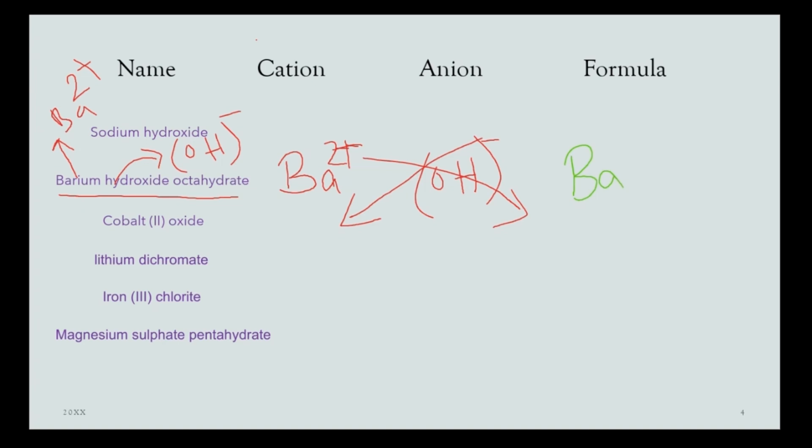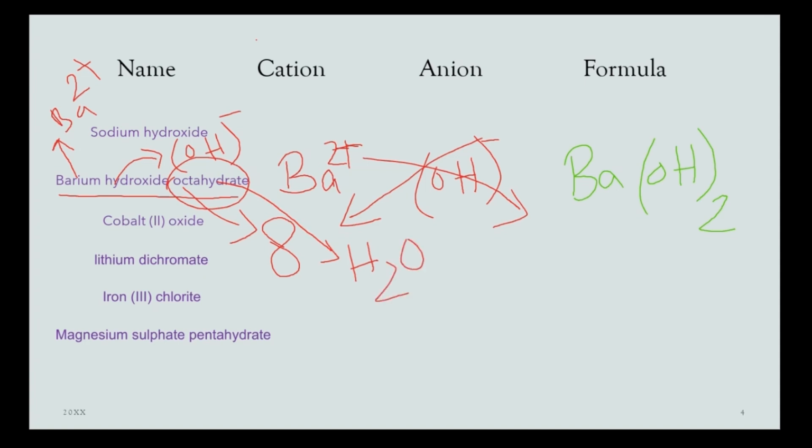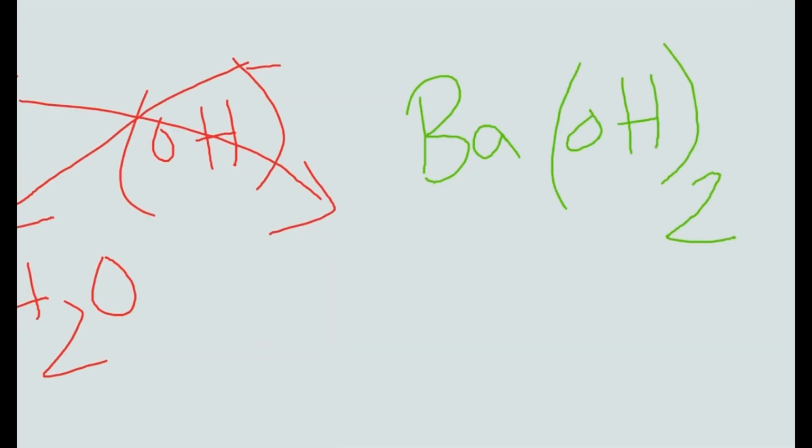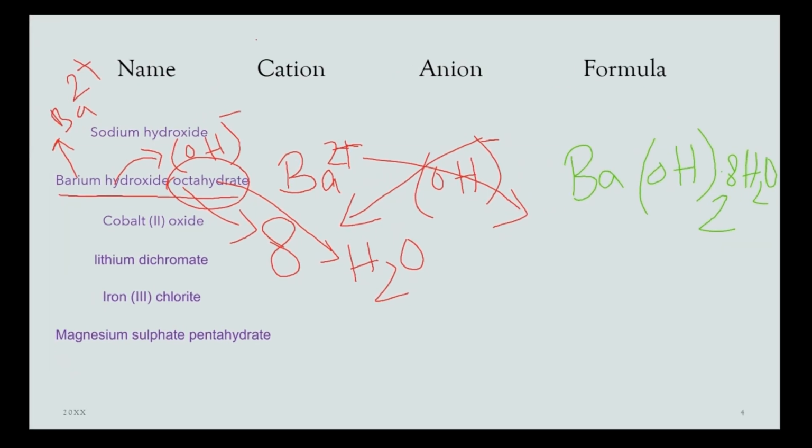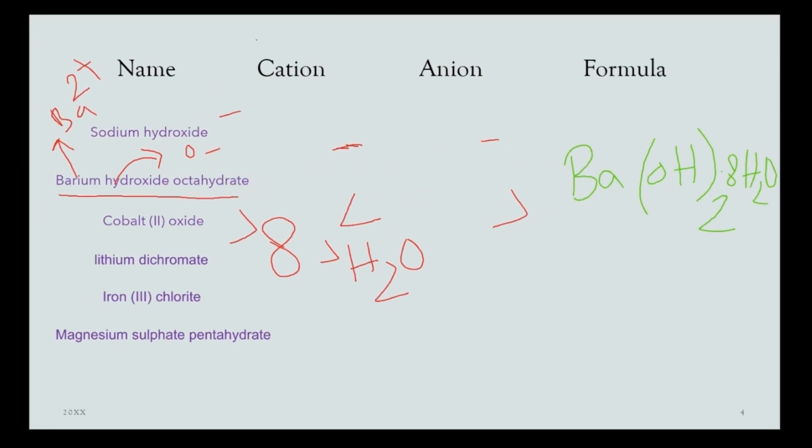But what about octahydrate? Let's solve. Octa means 8 and hydrate refers to H2O or water. Now we will put a dot beside barium hydroxide and we will write 8H2O, which means octahydrate. Finally, our formula is completed. So the formula for barium hydroxide octahydrate is Ba(OH)2 dot 8H2O.